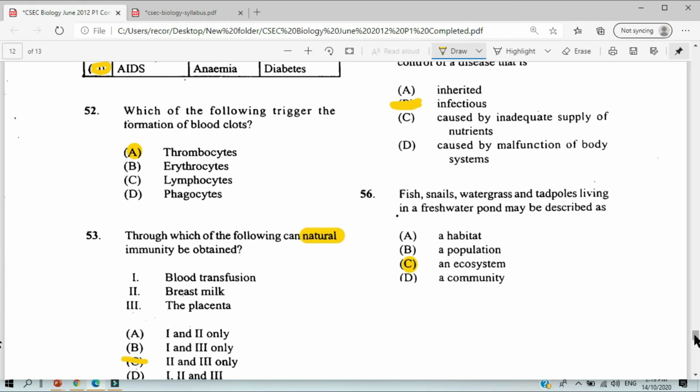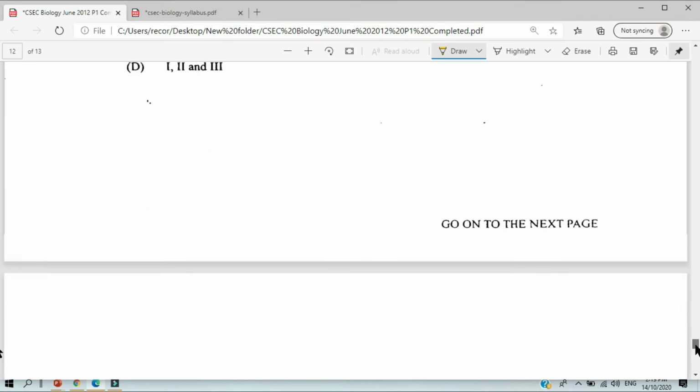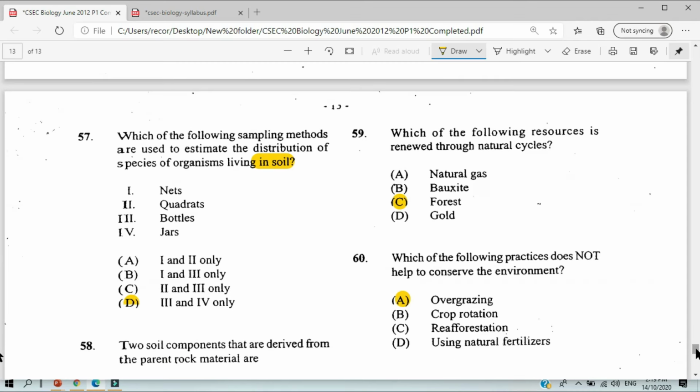56. Fish, snail, water grass, and tadpoles living in a freshwater pond may be described as. Alright, good. We chose ecosystem. If you understand all these organisms interacting, it's pretty much a community. But when we put the water pond in the mix, then it becomes an ecosystem. So for 56, it's going to be C. We're moving on down to 57.